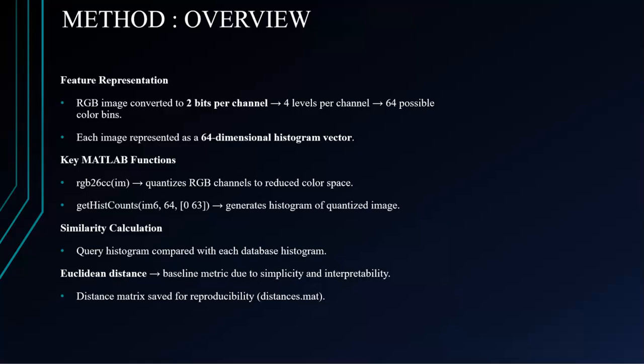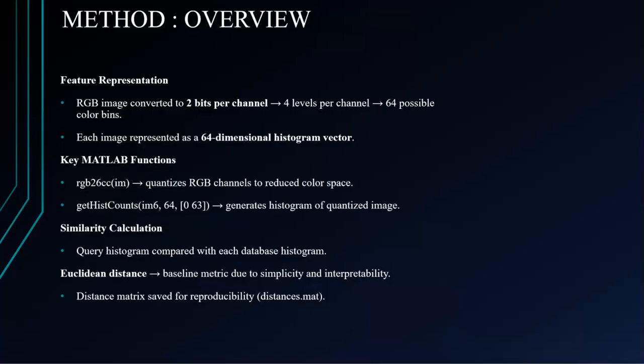Here's how our method works. Step 1 is feature representation. Every image is converted from RGB into a quantized space, just 2 bits per channel. That gives us 4 levels per channel or 64 possible colors in total. Each image is represented by a 64-dimensional histogram vector.